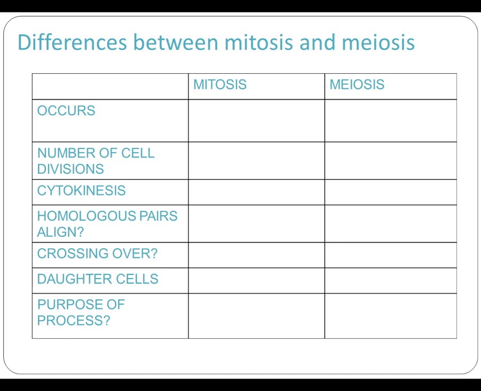What's the purpose of mitosis? Produce identical cells for growth, repair, etc. The purpose of meiosis? It aids in reproduction to produce cells that are genetically non-identical.